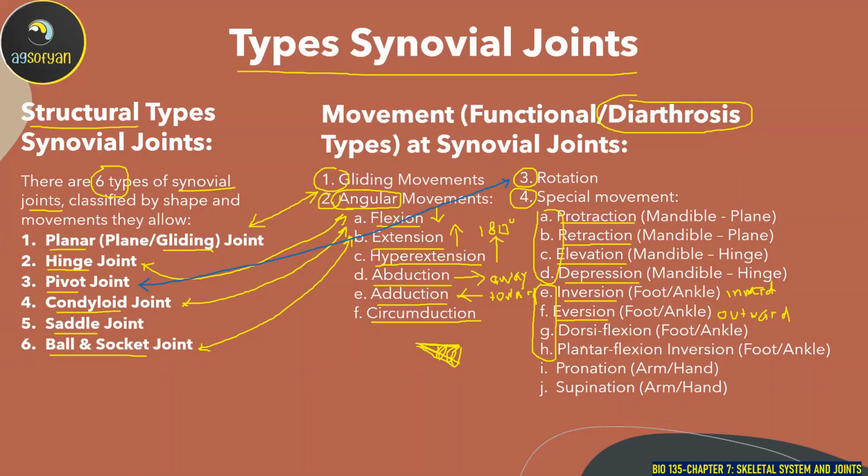And then there is dorsiflexion when we flex our foot up. And when we flex the foot down, it's called plantar flexion. On the arms and also our hand, we can make two movements. It's called a special movement called pronation and supination. We're going to see the examples right here.